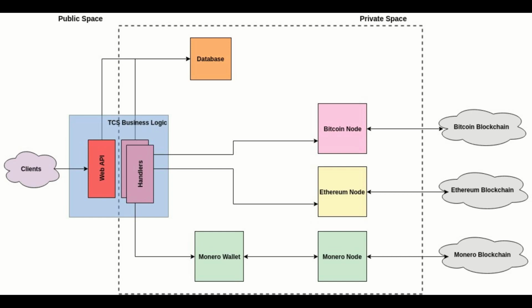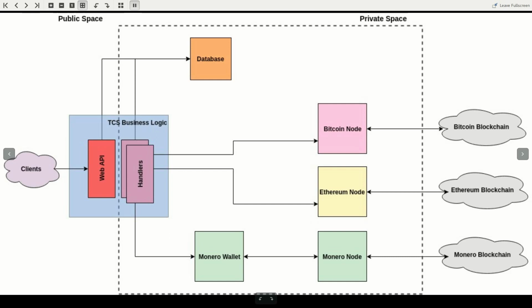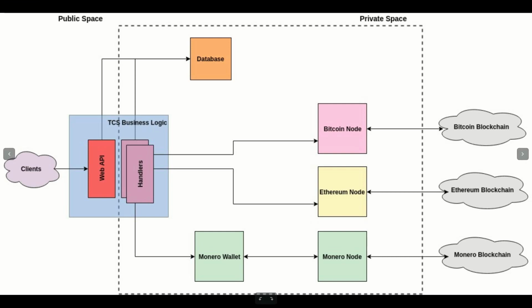So if you look over here on the left side of the screen where it says clients, that's your phone. And basically what we're going to do is, from the phone, send a command to the TCS, the token conversion service server, and tell it: when you receive a certain currency from a certain address, you should take that currency, exchange it for a different currency, and return it to the original address.